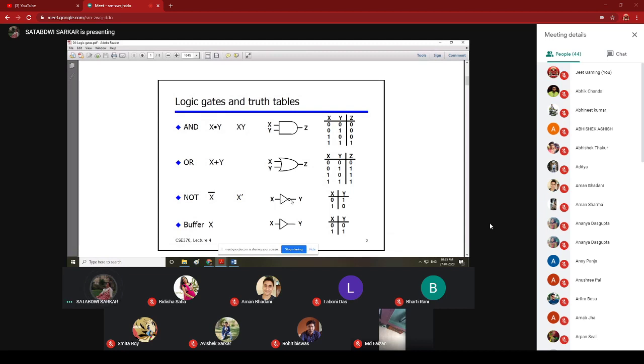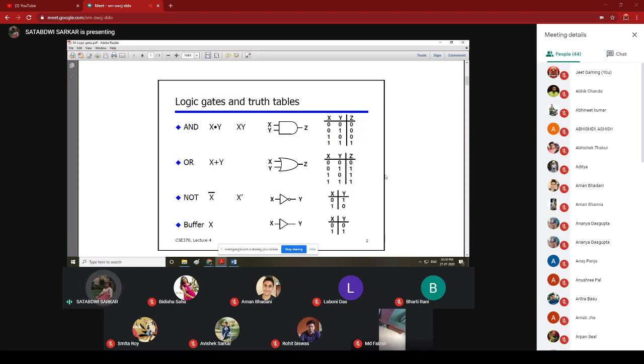Here we are using this symbol, a triangle, with a bubble sign before it. In the case of the OR gate, OR means addition. If we take two input values x and y, then the output z equals x plus y. We are adding the two inputs, but it is binary addition. So 1 plus 0 gives 1, 1 plus 1 gives 1, and 0 plus 0 gives 0.